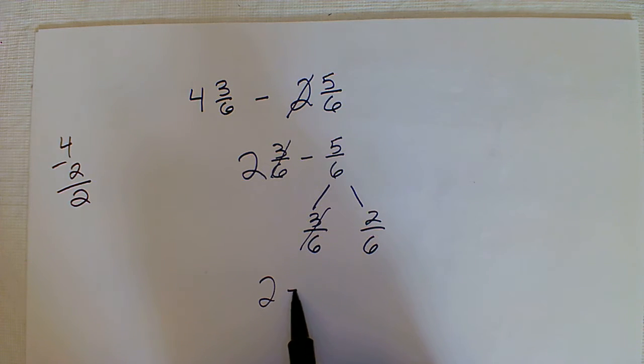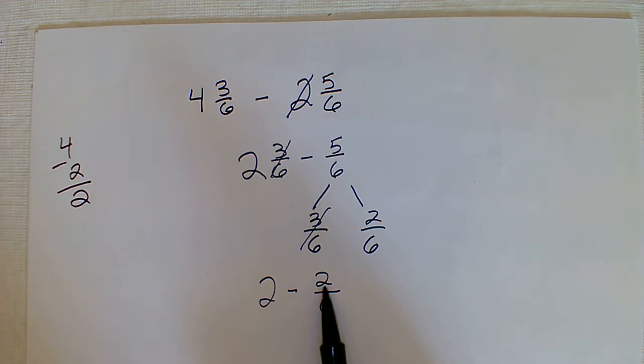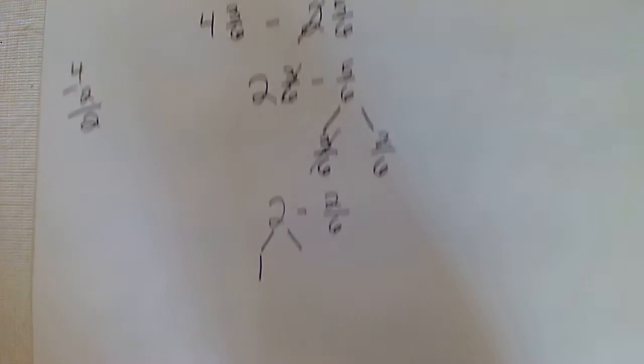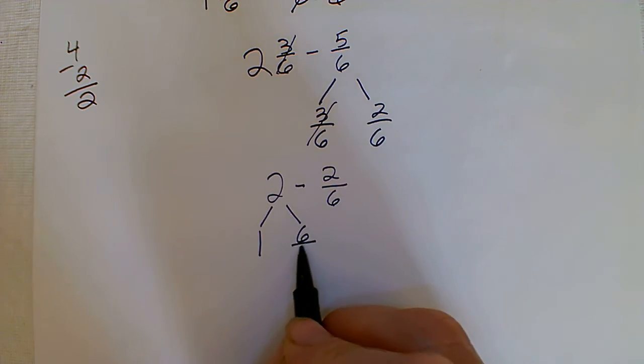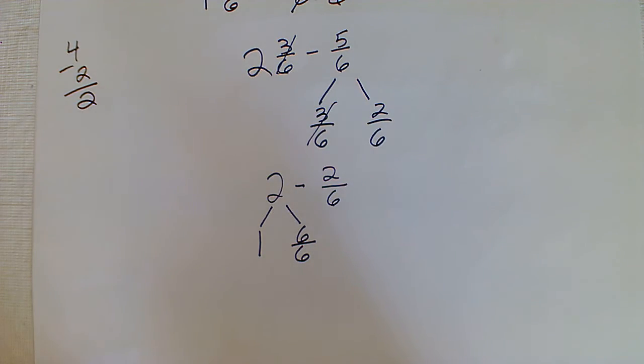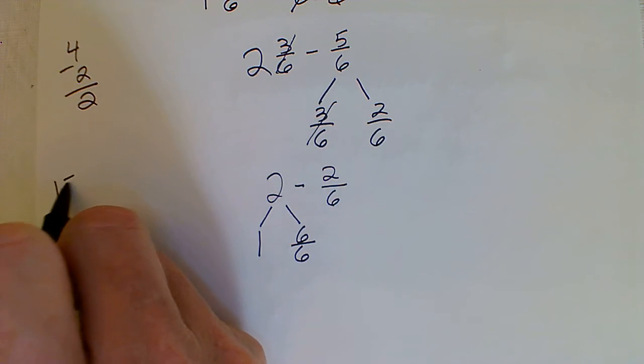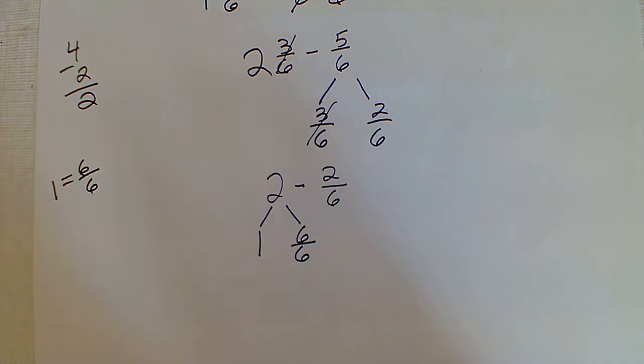So let's write that. And I'm doing every single step for you guys right now. So we have 2 minus 2/6. Well, I can't take 2/6 away from 2. I need to somehow get a common denominator. So what we're going to do is decompose 2 into 1 and 1. But instead of writing 1, I'm going to write 6/6. That's because the rule for this problem, since we have 6 in the denominators everywhere, is that 1 is equal to 6/6, or 6/6 is equal to 1. And we always have that rule on the side to help us out.